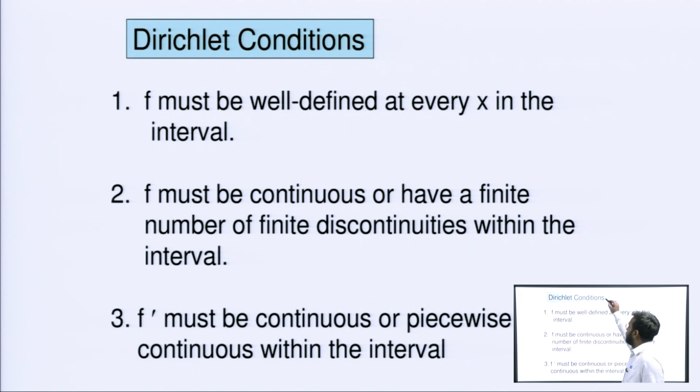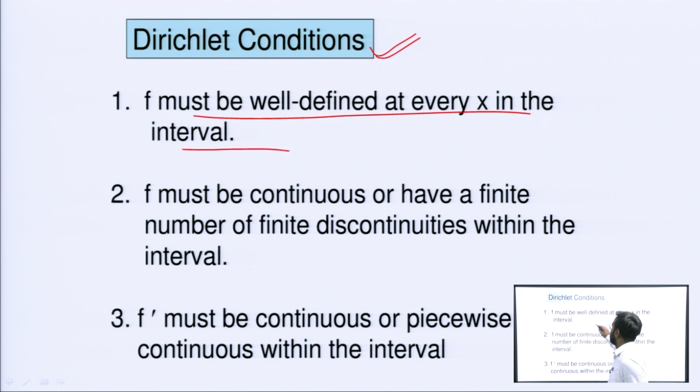Those conditions are called the Dirichlet conditions. So, what are the Dirichlet conditions? The first is that the function must be well defined at every x interval. That means the function must be continuous. Whatever function we are trying to represent must have the property of continuity. Second, f must be continuous or have a finite number of discontinuities.